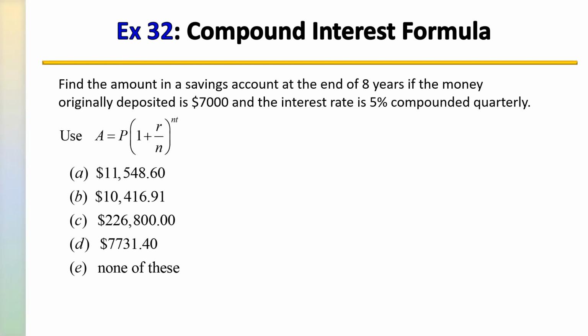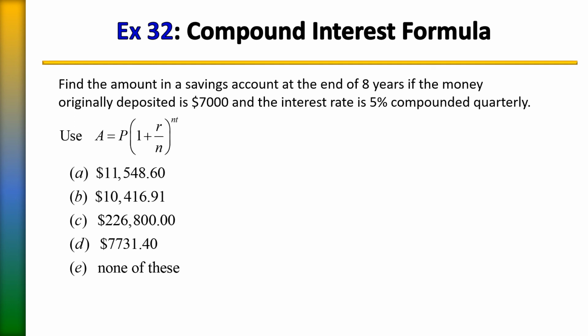Compound interest formula. Find the amount in a savings account at the end of 8 years if the amount originally deposited is $7,000 and you leave it in there, don't touch it. The interest on it is 5% compounded quarterly. So how much would be in the account at the end of the 8-year period? Well, we can use the compound interest formula to find that, how much would be in that savings account at the end of the 8-year period.